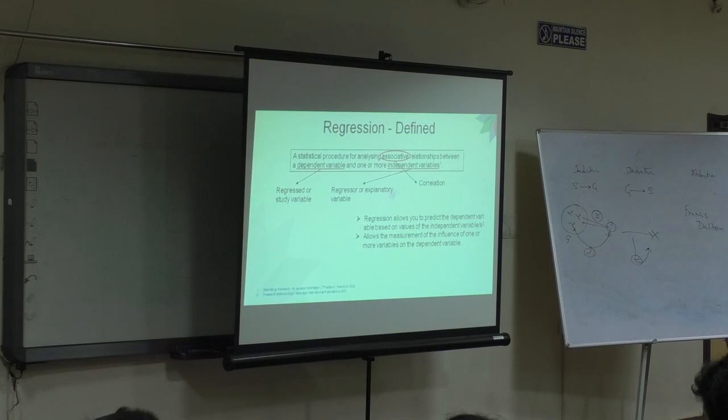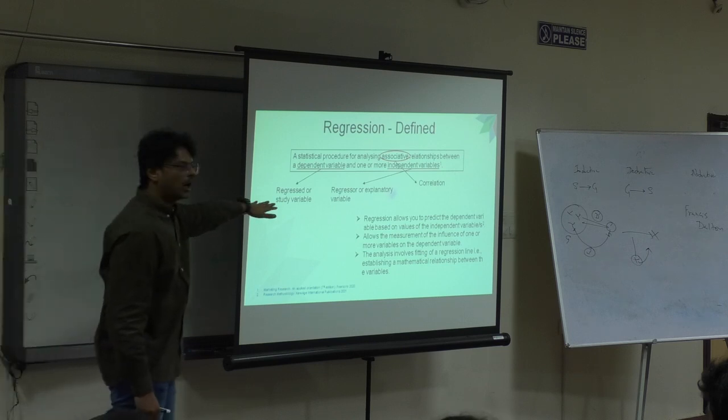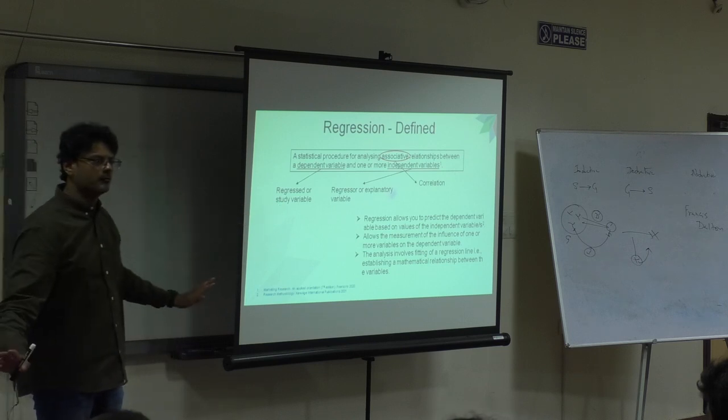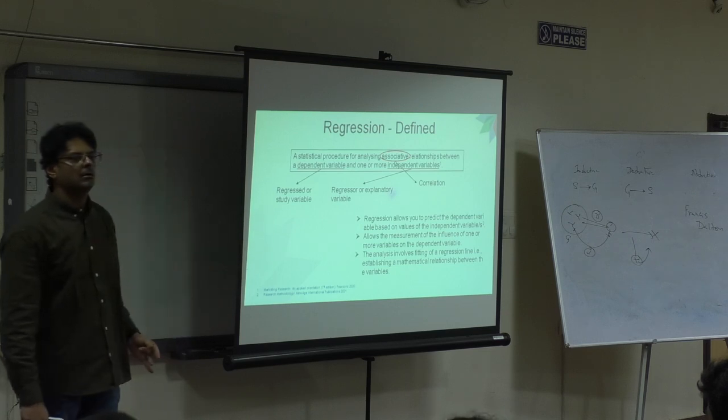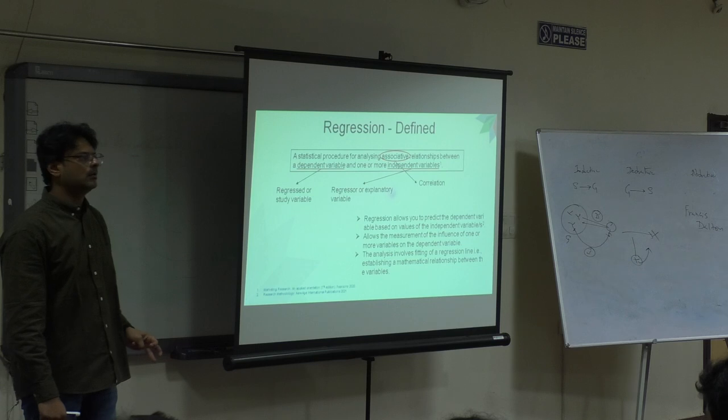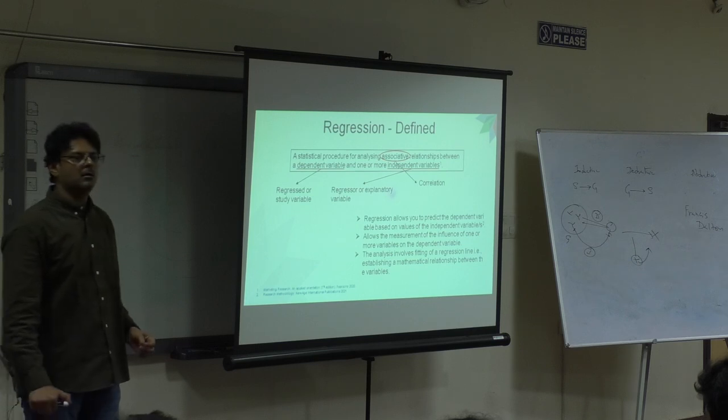Okay, can I just read through? Is there something that you are not understanding? Just read these three statements and tell me if you don't understand anything. First statement we understood, it allows you to predict another variable based on the value of your independent variable. Okay, clear. Second one? Yes, no?